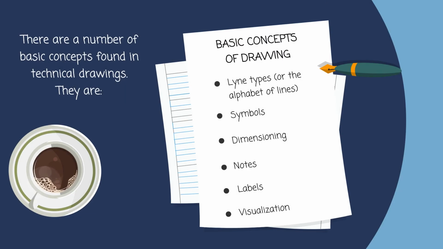Basic concepts of drawings. There are a number of basic concepts found in technical drawings. They are line types, or the alphabet of lines, symbols, dimensioning, notes, labels, and visualization. Line types. Object or visible lines.